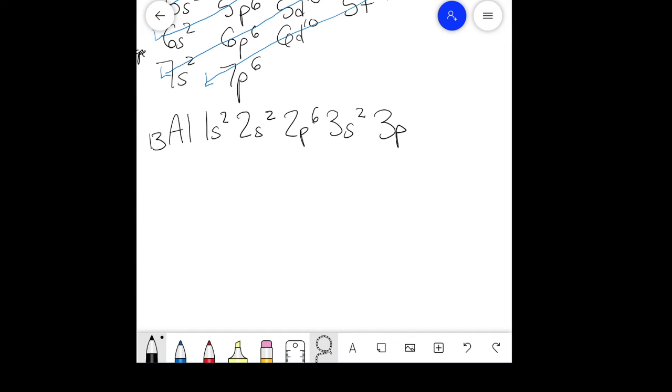But we only need 1 more electron to get to 13. So we're not going to put 3p6 because aluminum doesn't fill up that whole p level. It only fills up 1 more. So that would be the electron configuration for aluminum. It's just, that's the full electron configuration.